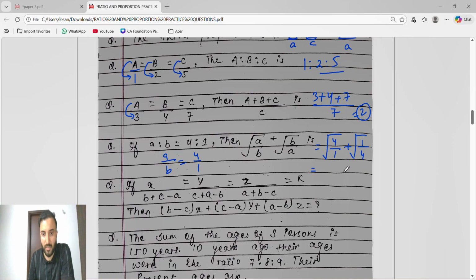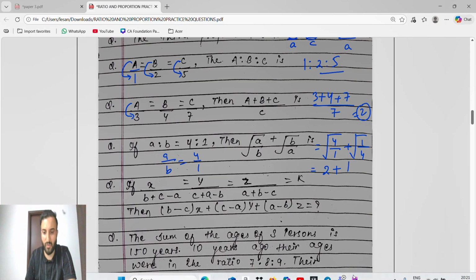Very simple guys. Now see here. 4 by 1 is nothing but 4. So the square root of 4 is what? 2. For this we will get 2. Plus, now the square root of 1. The square root of 1 is 1 only, because whatever you do for 1, it will remain as 1.